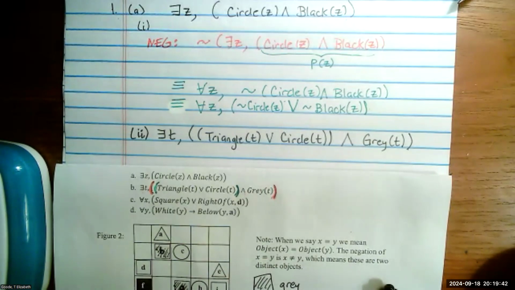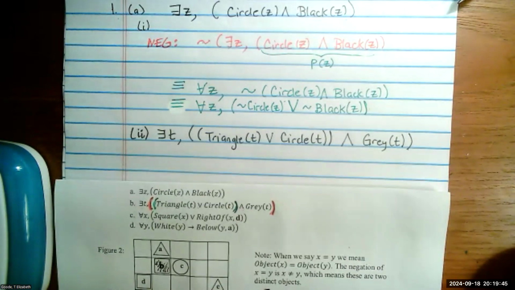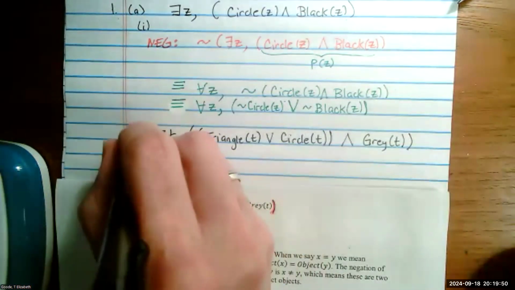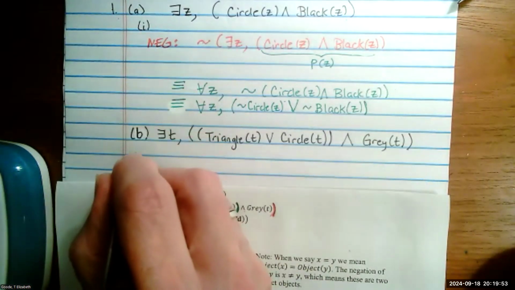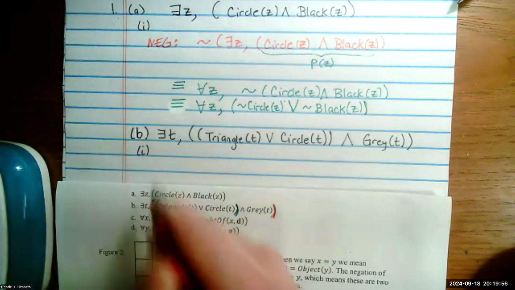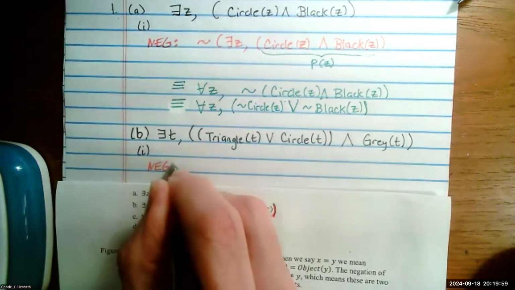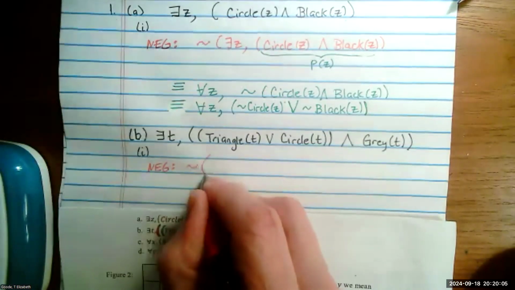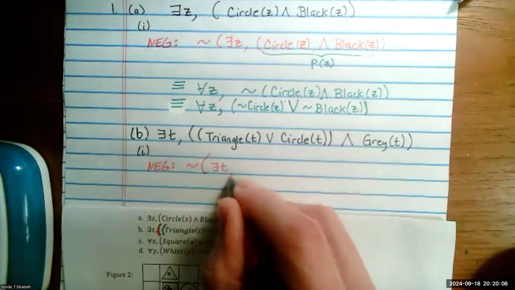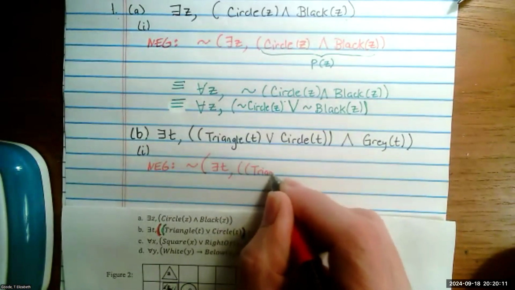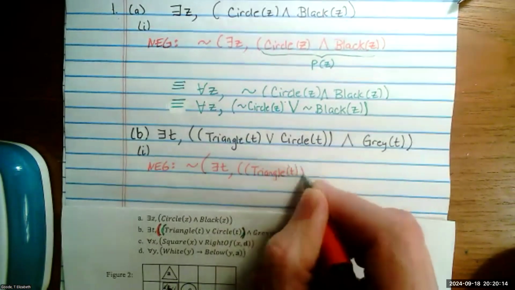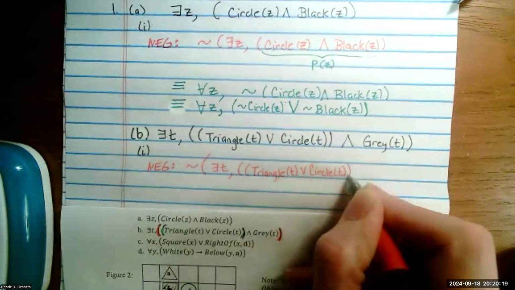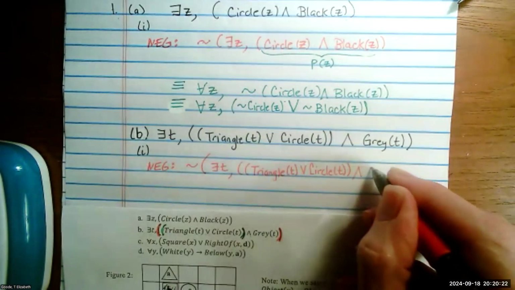All right, so we're going to negate that. Actually, this is B. This isn't 2, it's B. All right, so we're going to do the negation. We can naively start by simply putting the not in front of the whole thing. It's not true that there exists a T such that triangle T or circle T, and gray T.